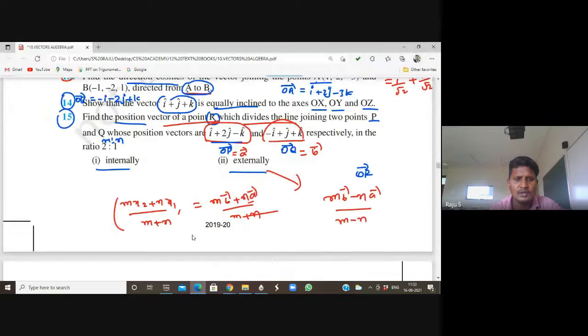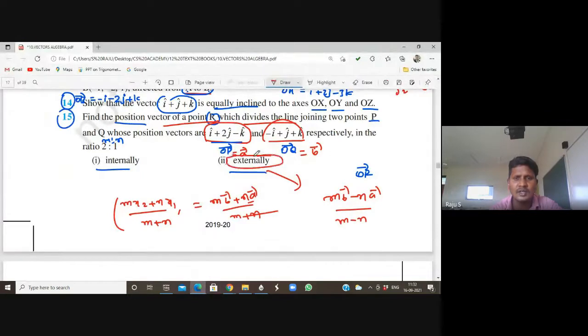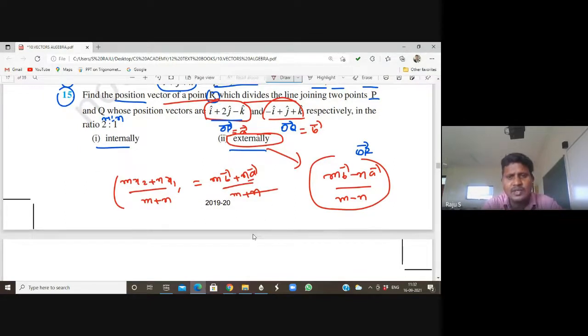In the same way, you can try to do the external division. What is the external formula? Instead of plus, you can take minus. That's all. Instead of plus, you can take minus.